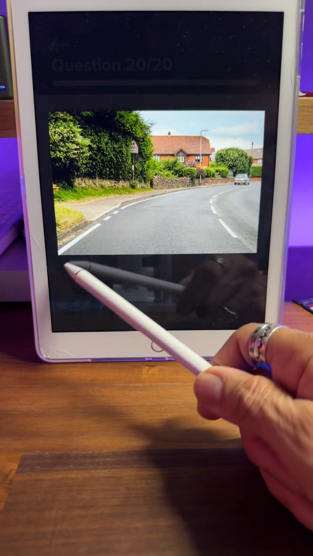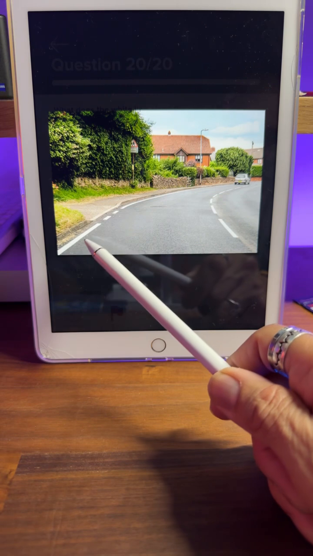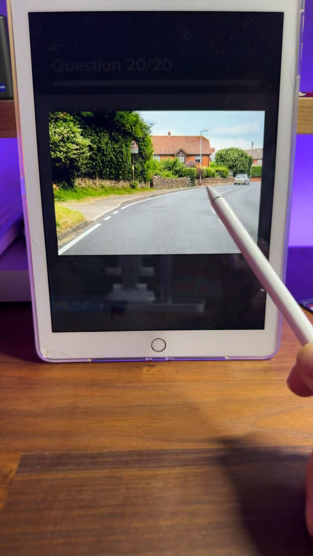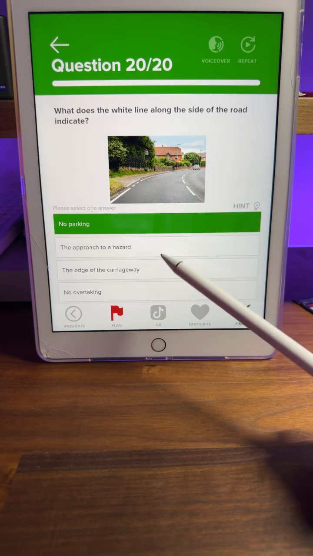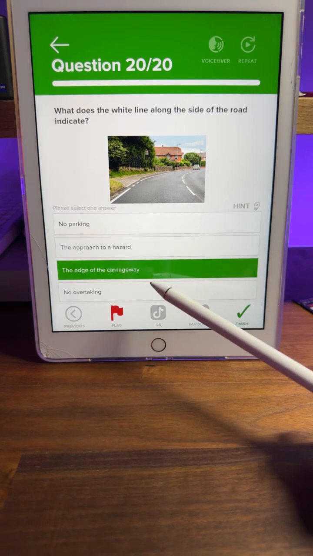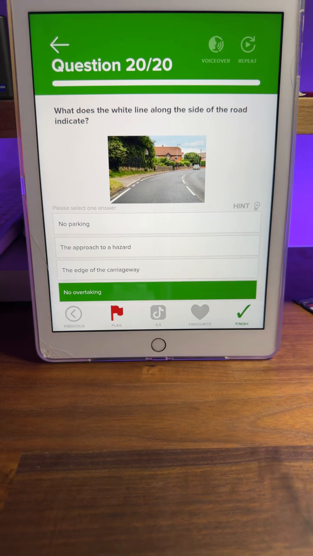Excuse me. We're talking about this white line here. What does the white line across the side of the road indicate? Not the one in the middle, the one on the side. Is it no parking, the approach to a hazard, the edge of the carriageway, or no overtaking? A, B, C, or D?